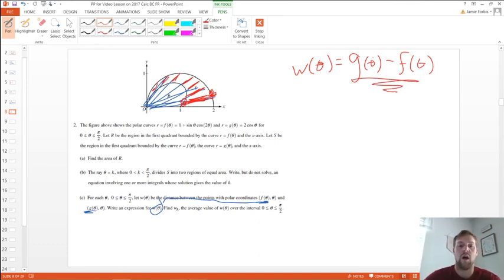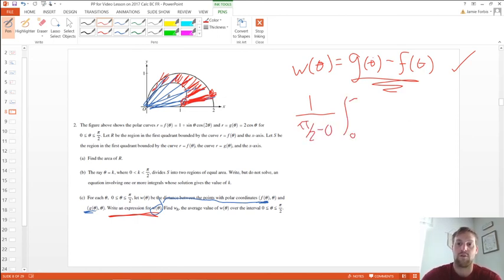So, knowing that, I wrote my expression for W of theta. I got to check there. Find the average of W over the interval 0 to pi over 2. It wants me to find the average distance between the two functions. We know what average is equal to: 1 over b minus a times the integral of the function, which in this case is W. So simply put, it's going to be 1 over pi over 2 minus 0, integral 0 to pi over 2 of W of theta d theta.